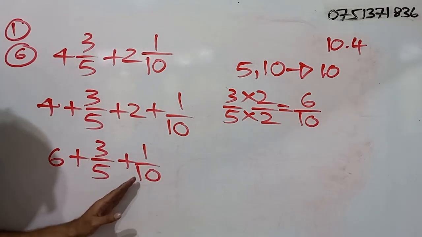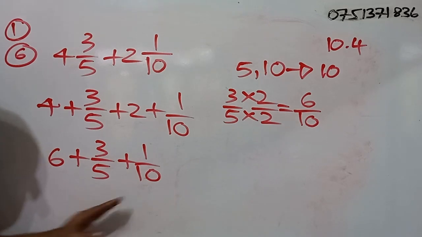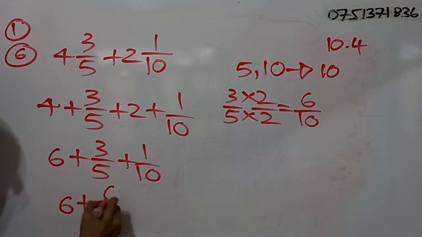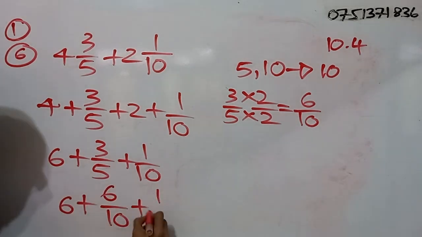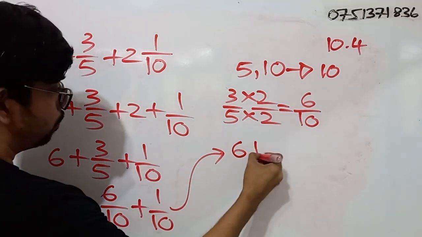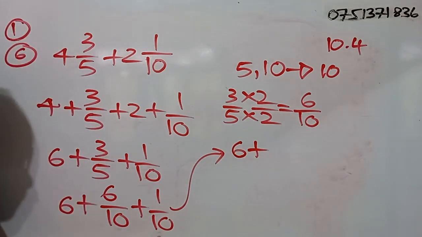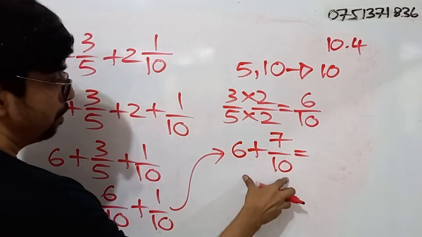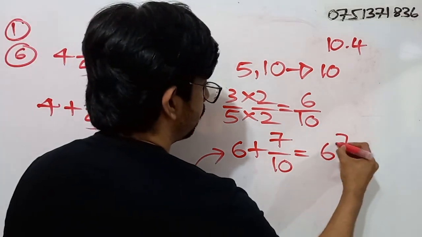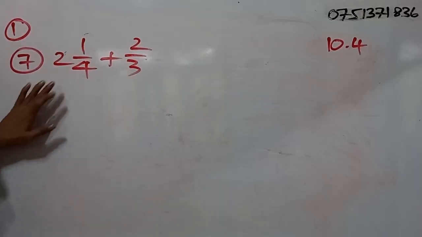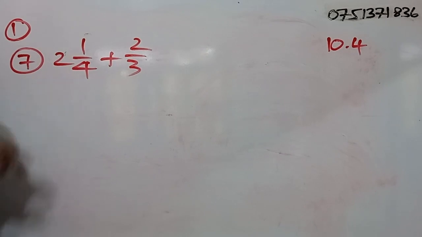Okay, if we consider 1 by 10, we don't have to do any conversions, right? So 6 plus, instead of 3 by 5, I can write 6 by 10 plus 1 by 10. So now I will continue over this side. So 6 plus, when I add these two fractions, what will I get? 7 by 10. So when I simplify this, what do I get? 6 and 7 by 10. Okay, part 7. So first of all, I will rewrite this fraction.